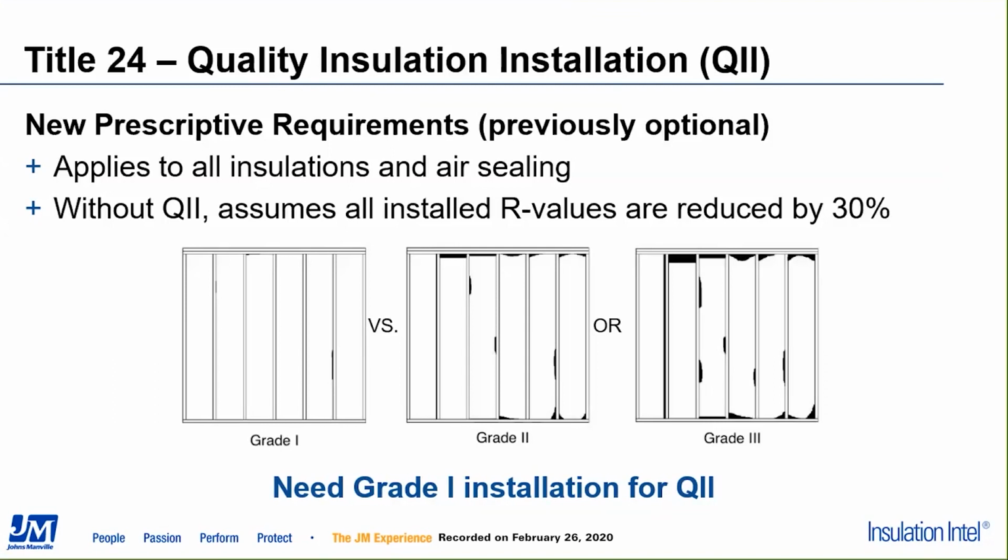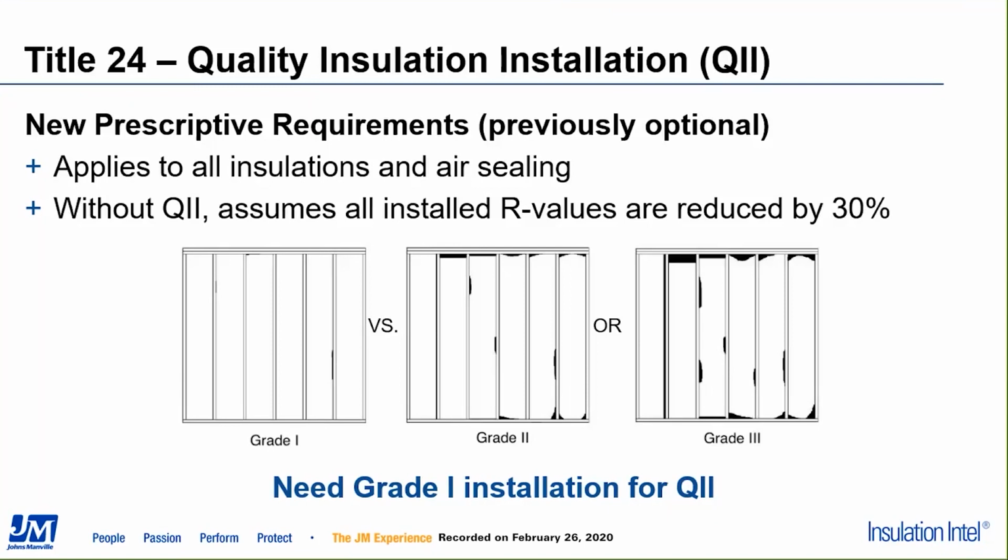What we show here on the slide is this image of what we call grade 1, grade 2, grade 3 insulation quality. And we're showing this in walls, but this install quality really shows up for everything. And what we need to qualify for QII is this image on the left. We need insulation that fills framing cavities, does not have compressions or voids, doesn't have gaps.